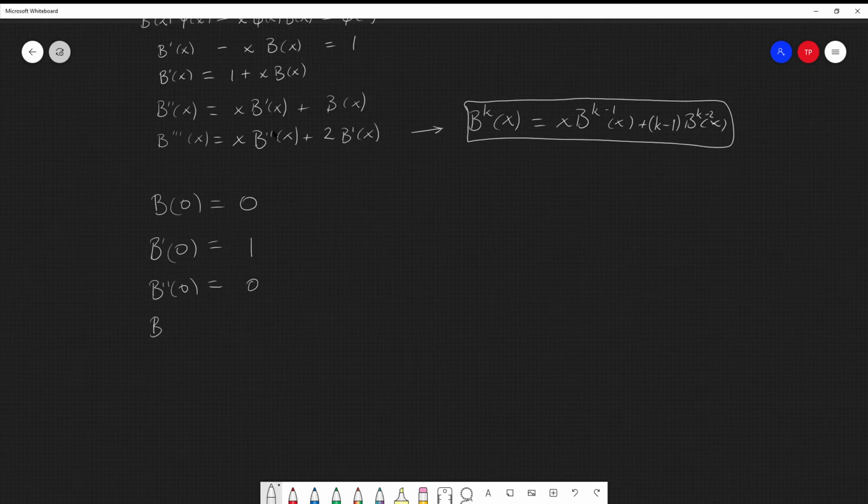Then we've got b triple dash 0 is equal to x, so 0 times something, plus 2 times b dash, so 2 times 1. So it's going to be 2 times 1. Then b4 of 0 is equal to 0 again, and the pattern continues. So for this one we get b5 of 0 equals 0 times something, plus 4 times b3 of x, so 4 times 2 times 1.